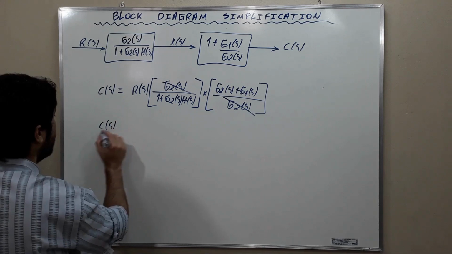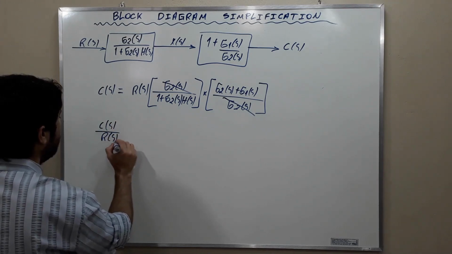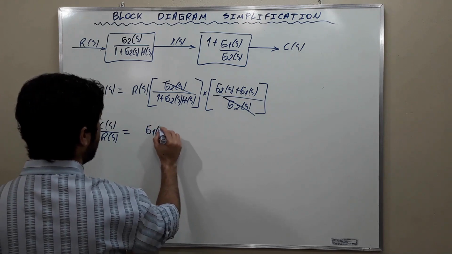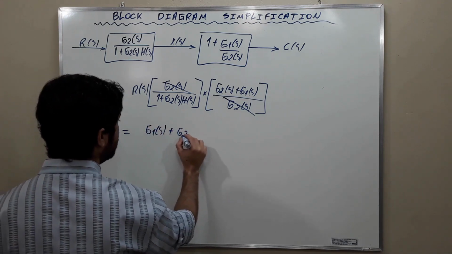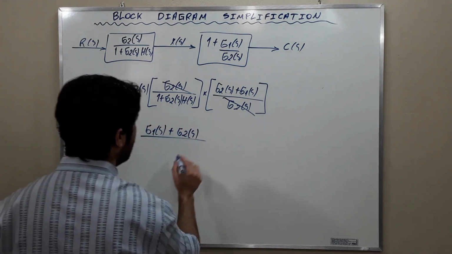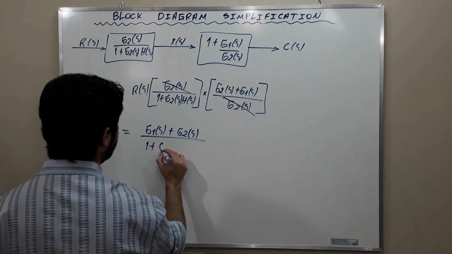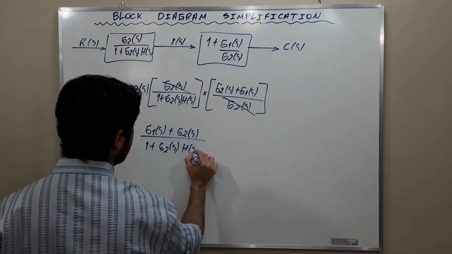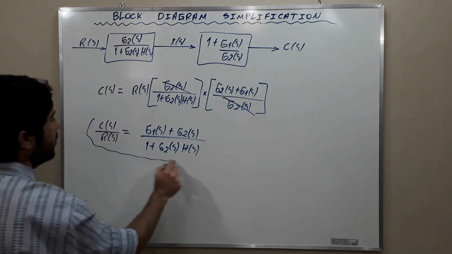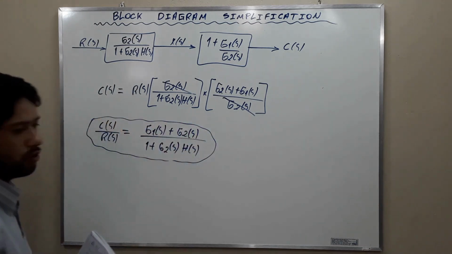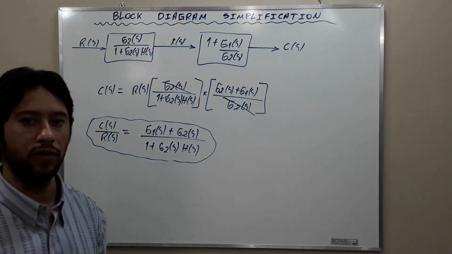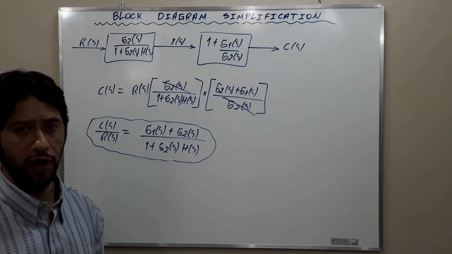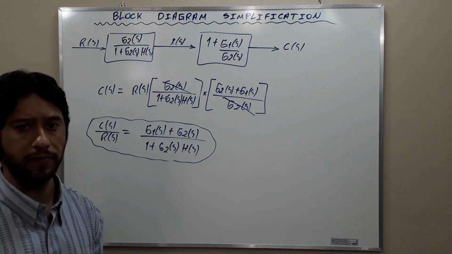C(s) over R(s) equal to G1(s) plus G2(s) over 1 plus G2(s)H(s). And this is the solution. This is the final transfer function that we can obtain from the original block diagram.